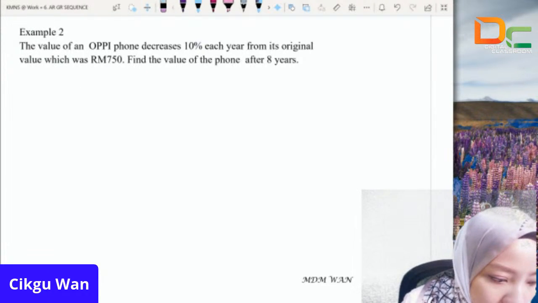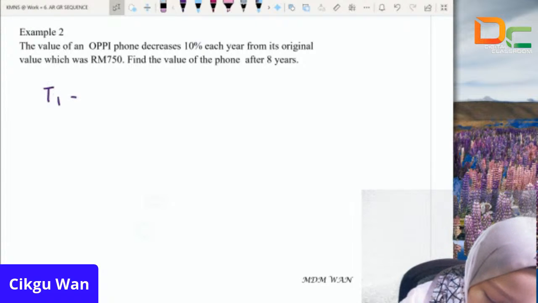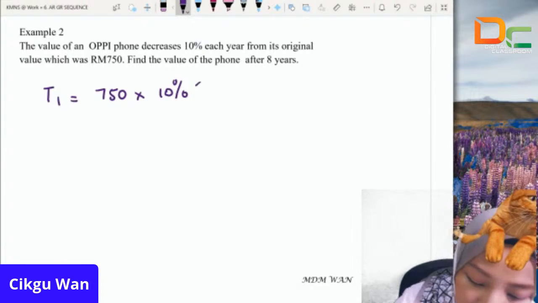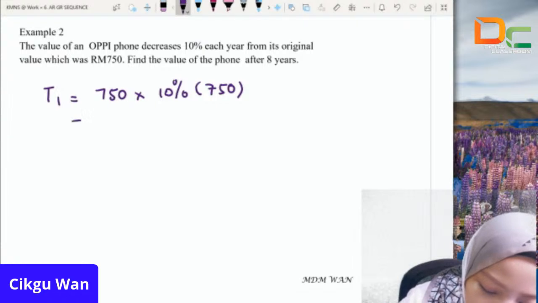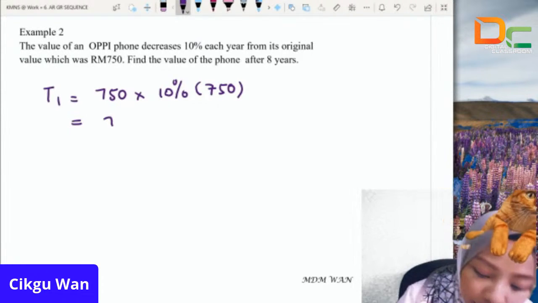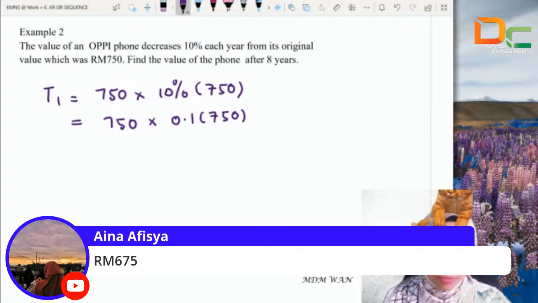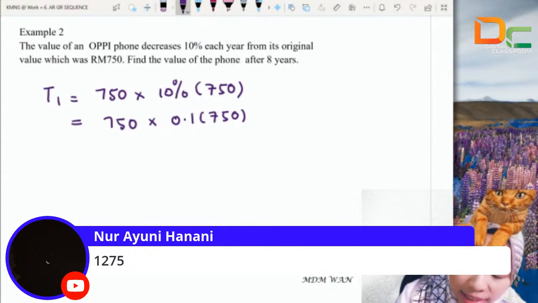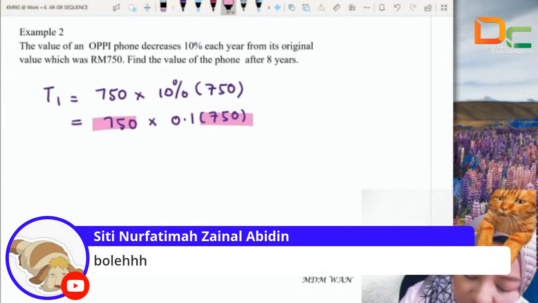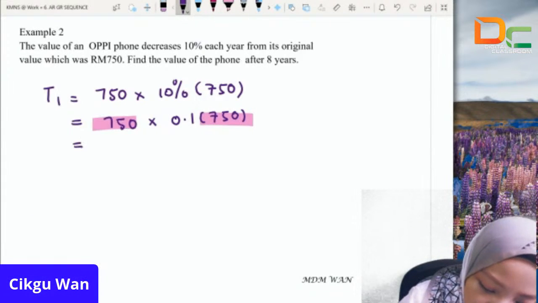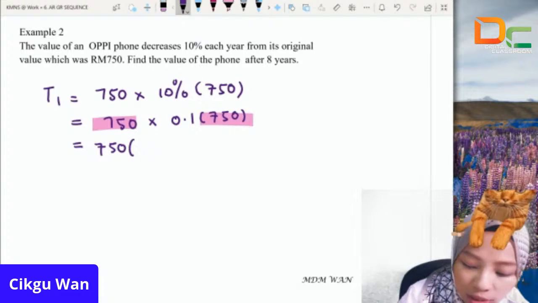Okay, so I tulis T1 so T1 will be okay, harga asal 750 ringgit times with the 10%. 10% out of 750. Okay, so percent we can change to decimal. So it will be times with 0.1 times 750. Right? Okay, tips dekat sini tips. We have 750 and we have 750 over here, right? So what we will do is we factor out 750. So this will become 1.